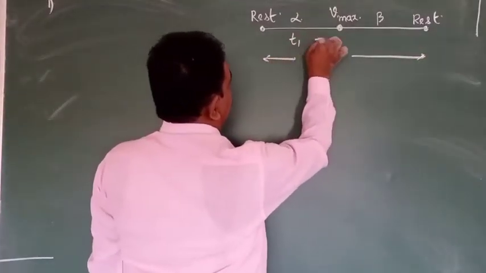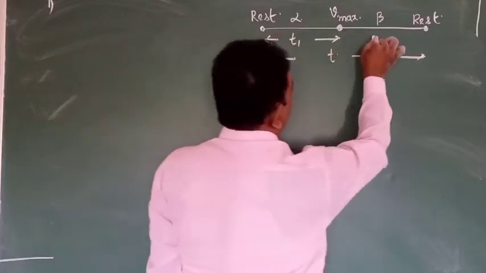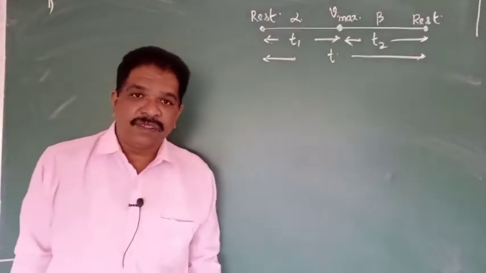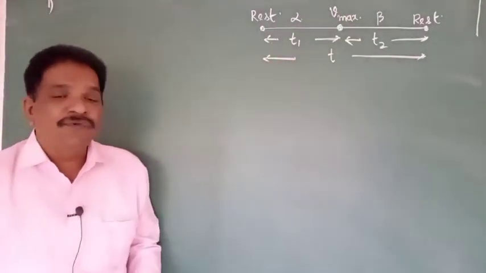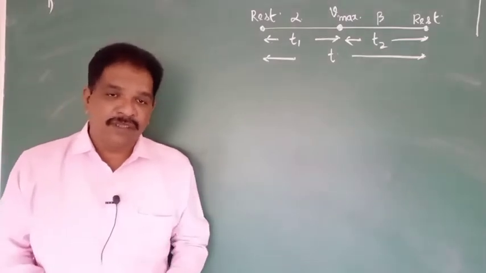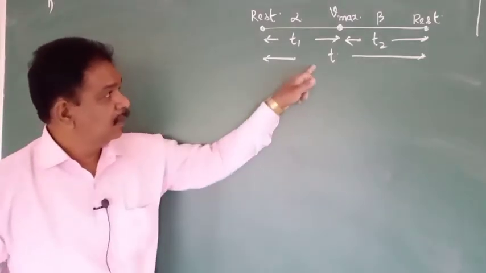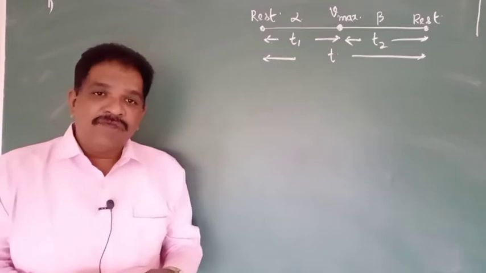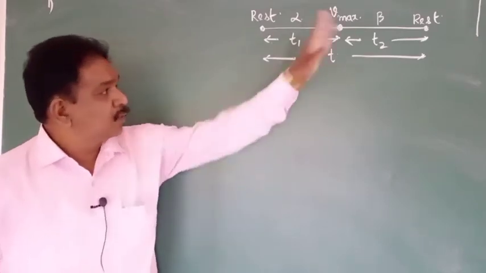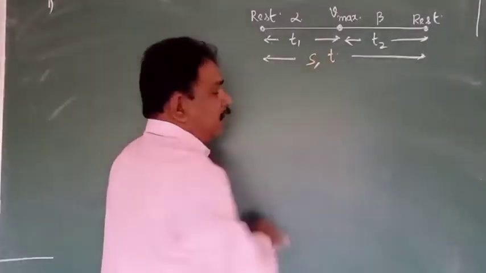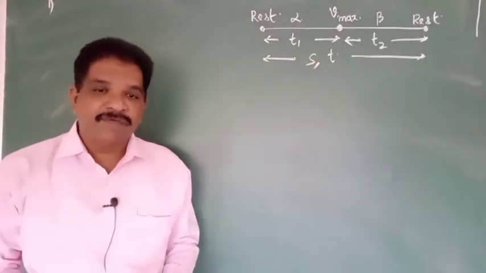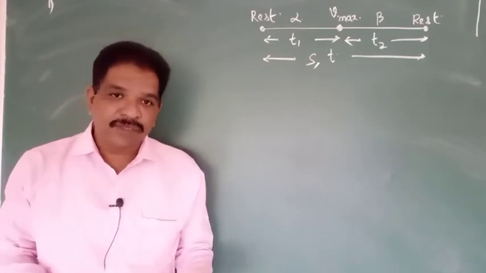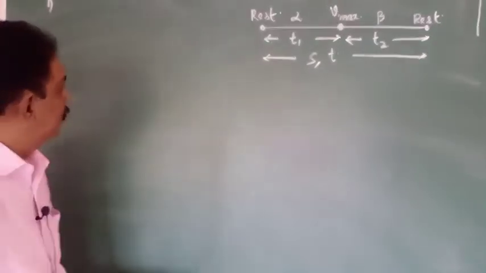I am assuming this time is t1. Let this time be t2. So time of acceleration is t1, I am assuming. Time of retardation is t2. Finally the body came to rest. Then what is the maximum velocity acquired in terms of alpha, beta and t? If this total distance is s, you represent s in terms of alpha, beta and t. Like that questions will be there. Okay. So how those formulas came, see.